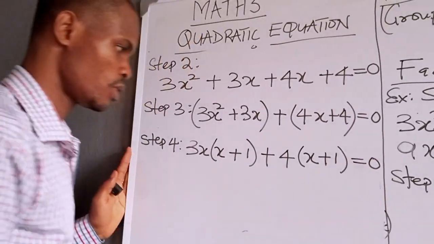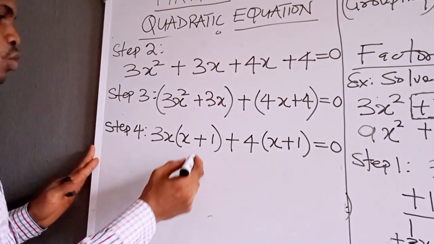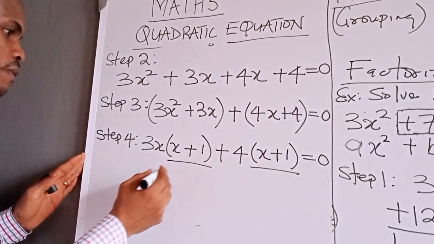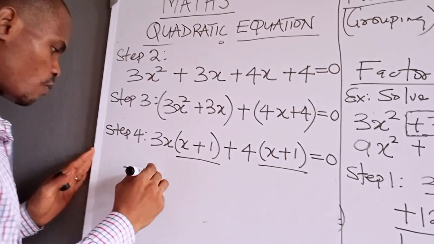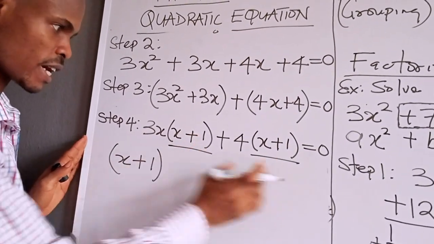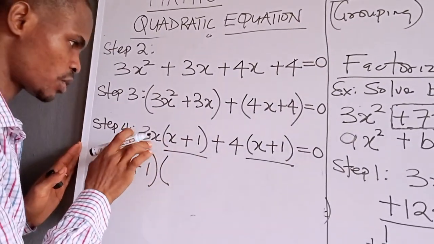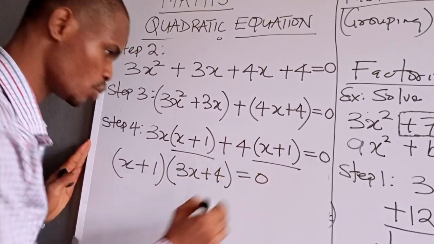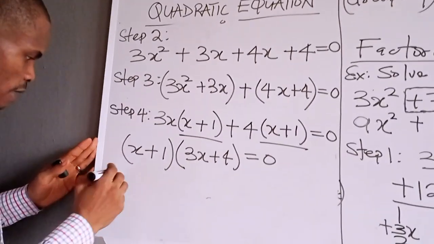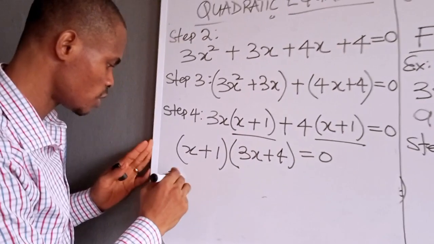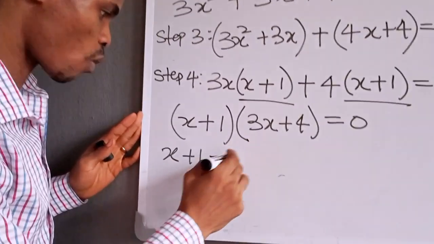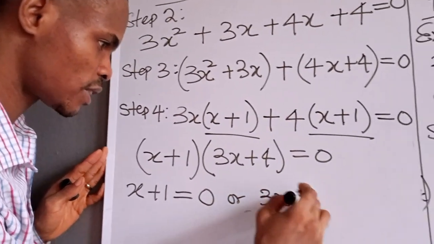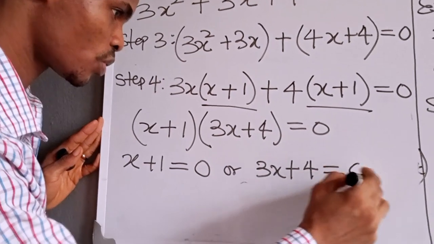All equal to 0. At this point, you notice that you have similar terms in brackets. What is here is also here. So at the end of the day, you are going to pick one of it, x plus 1, because it is here and it is here. And then what is remaining? I have 3x plus 4, so I have 3x plus 4 all equal to 0. This simply means x plus 1 equals 0, or 3x plus 4 equals 0.